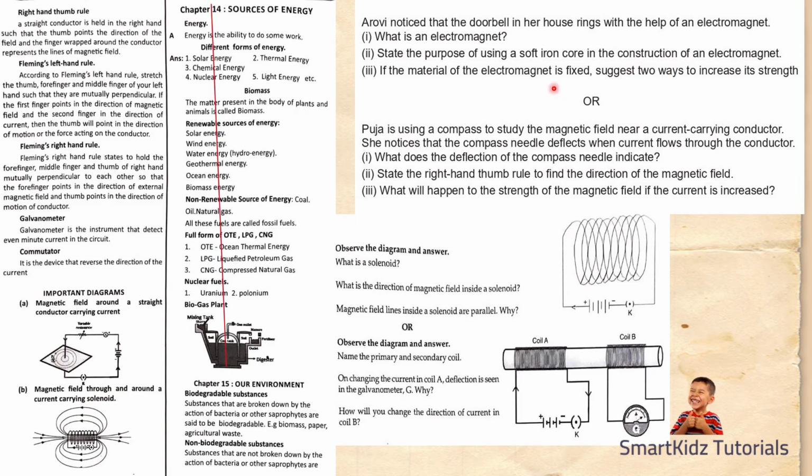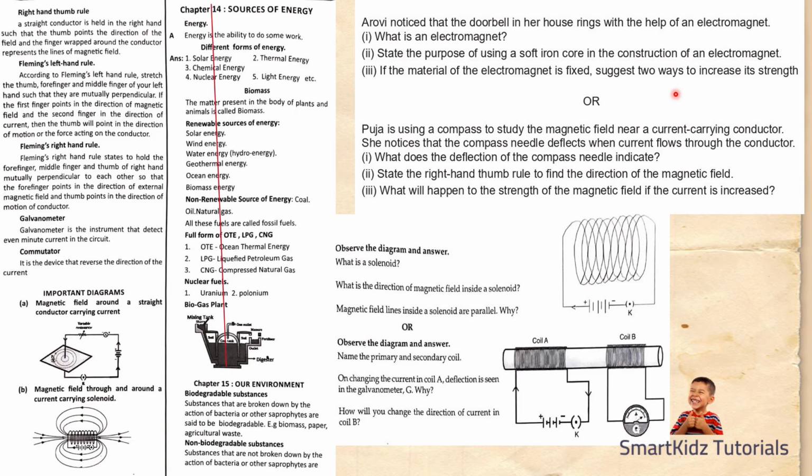Then, if the material of the electromagnet is fixed, suggest two ways to increase its strength. You increase the current, since the strength of the current is directly proportional to the strength of the electromagnet, and you increase the number of turns of the coil. So increase the number of turns, more current will flow through it.